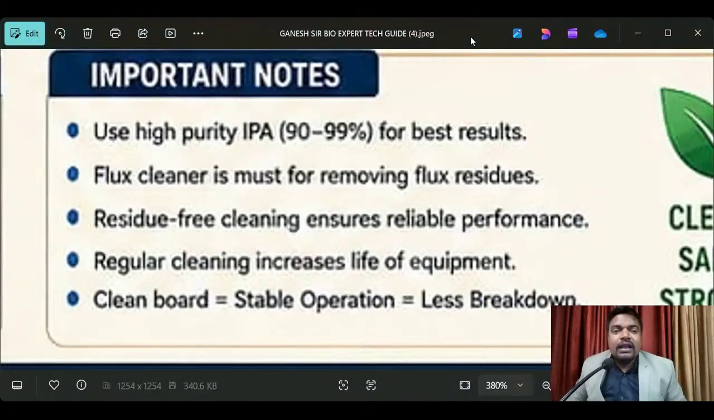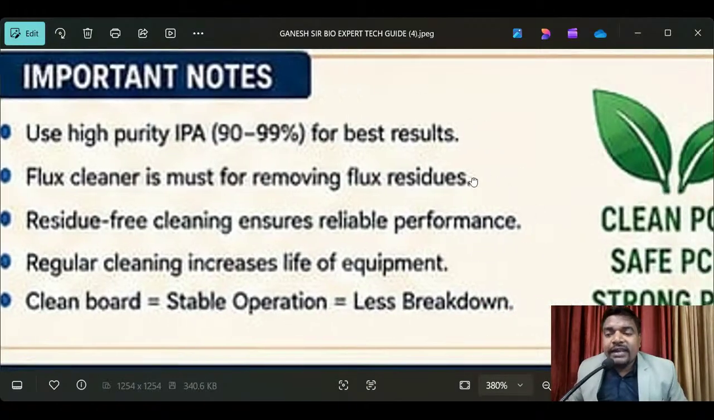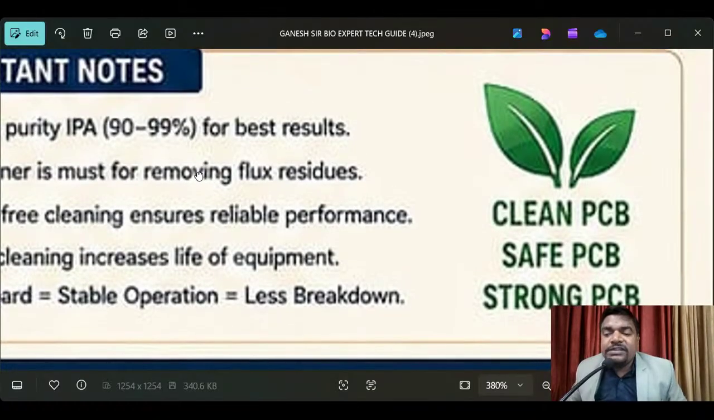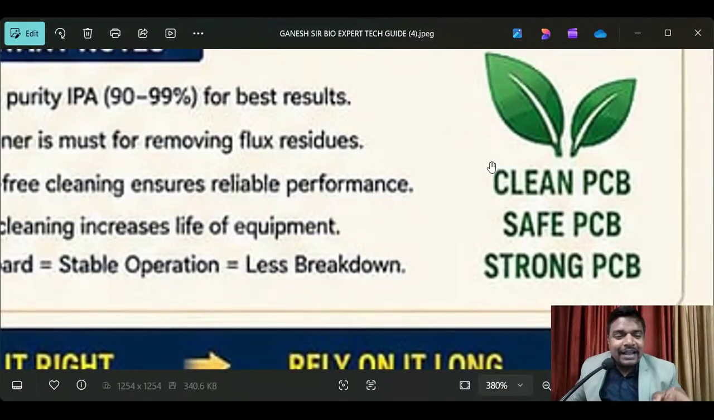So many topics are there because of 18 years of experience. I have worked in different areas, attended different situations and different complaints, and resolved issues. That's why I explain every point in my live sessions. So, important notes, I hope you got it. Next: clean PCB, safe PCB, strong PCB. See here, finally, clean PCB, safe PCB, strong PCB. Understand? Keep it in your mind.